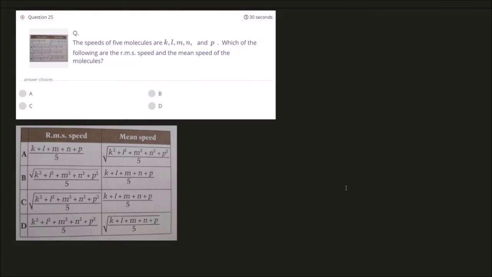The speeds of 5 molecules are K, L, M, N, P. These are the speeds of 5 molecules. Then they say, which of the following are the RMS speed and the mean speed of the molecules? So they are asking which expression here represents RMS speed and which one represents mean speed. Let's start with mean speed first.